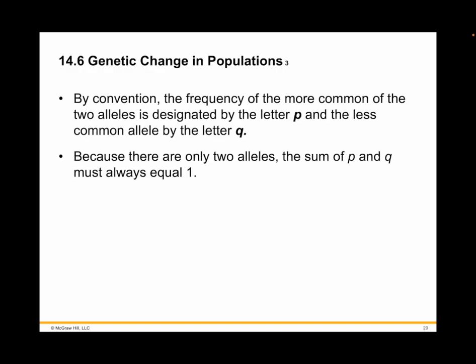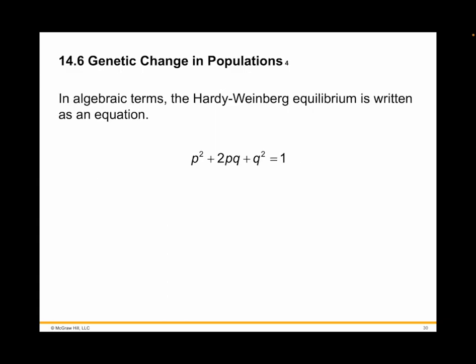So again, the dominant allele is always going to be represented by P, P as in Paul, and the recessive allele will always be represented by Q, Q as in Queen. So P plus Q equals 1, and that is for allele frequency.